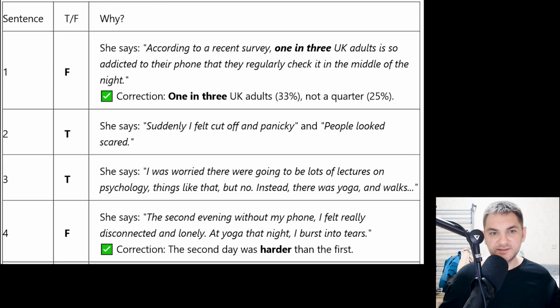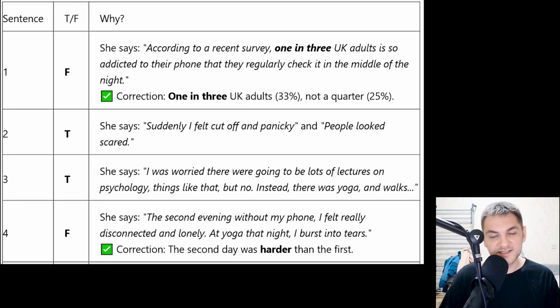And now let's see the answers. Sentence 1, it's false, because she says, according to a recent survey, 1 in 3 UK adults is so addicted to their phone that they regularly check it in the middle of the night. So 1 in 3 UK adults is 33%, not a quarter, which is 25%. Oh, it could be complicated, but I hope you're okay with this sentence. But it's false. 2. It's true.